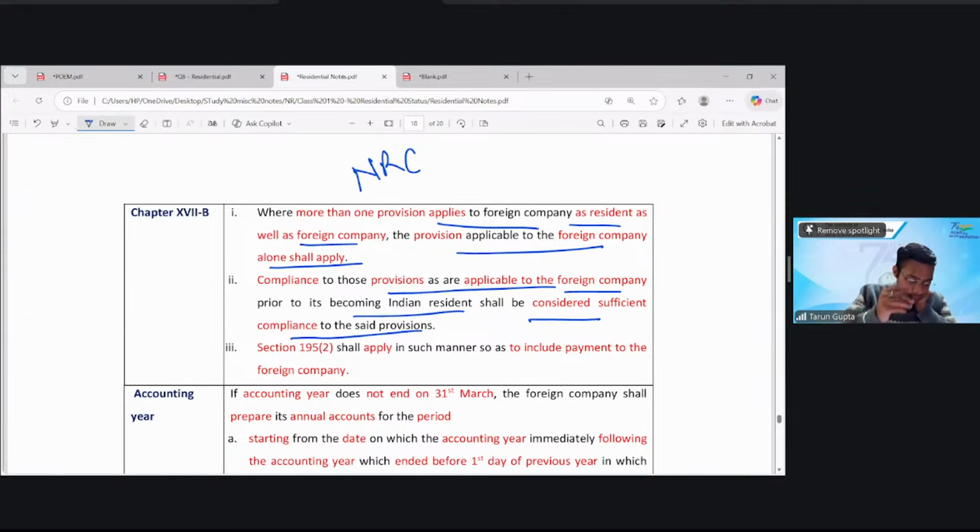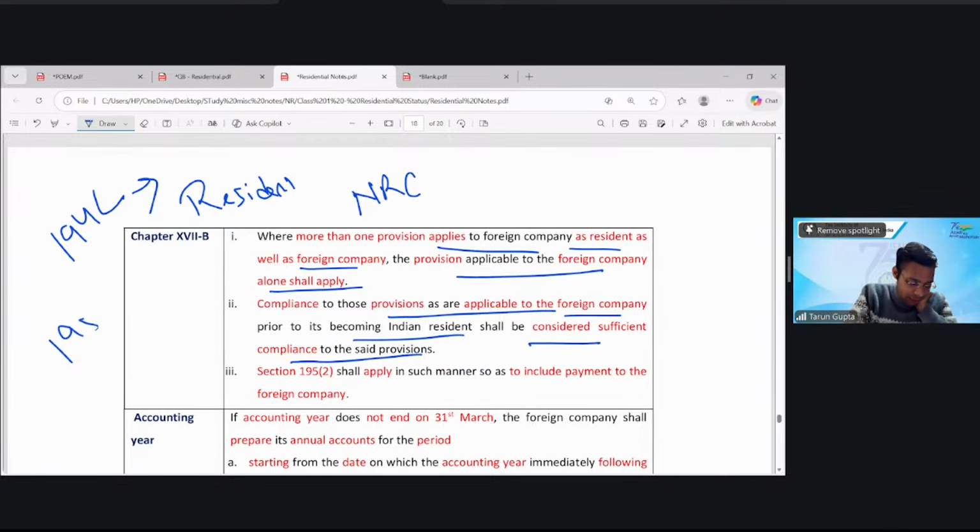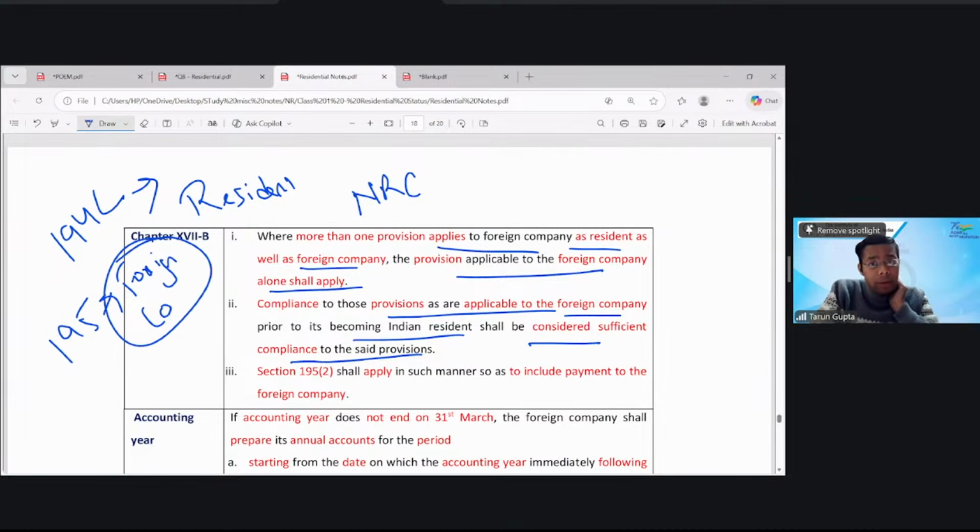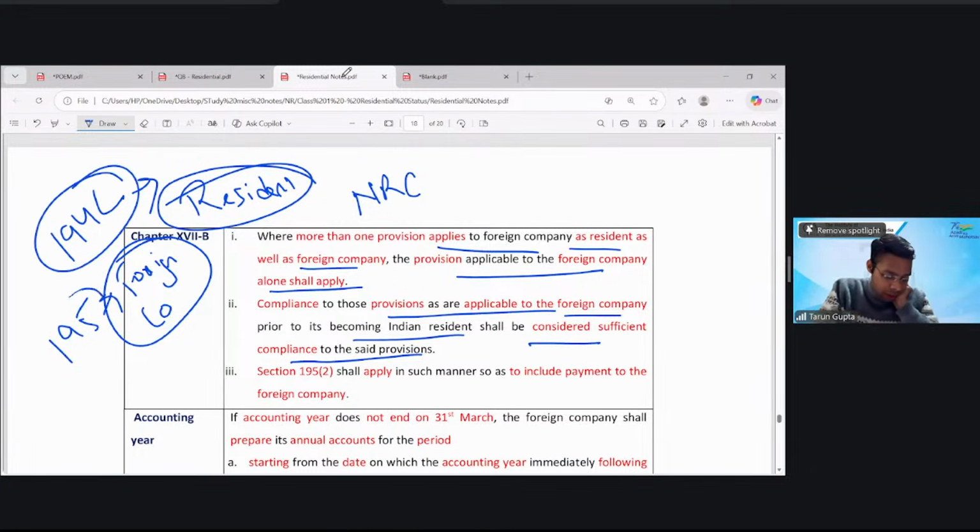See, I told you. Section 194C says tax to be deducted on payment to residents. Okay. Section 195 says tax to be deducted on payment to a foreign company. Now my company is a foreign company, no doubt, but it has become a resident as well. So do I have to deduct tax under section 194C or 195? The answer is 195. So even if I become a resident, the provision applicable to me shall continue to be that of a foreign company.